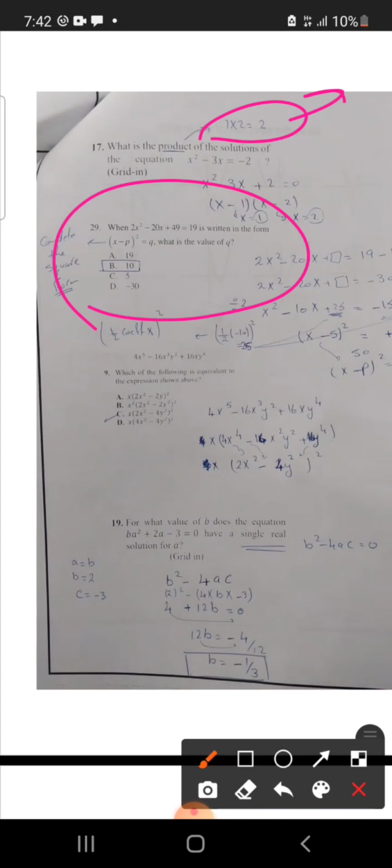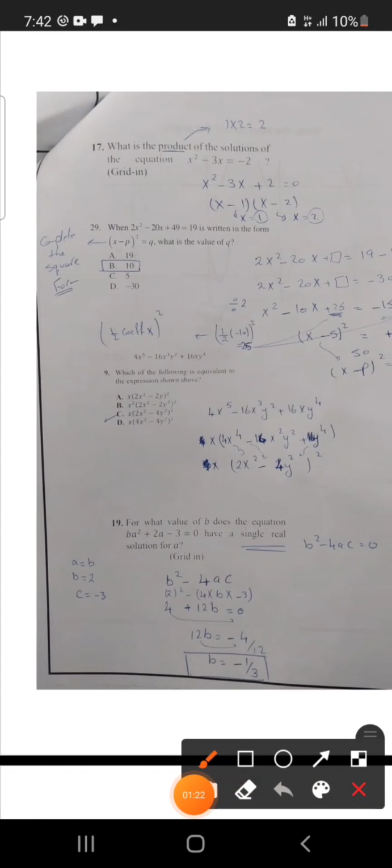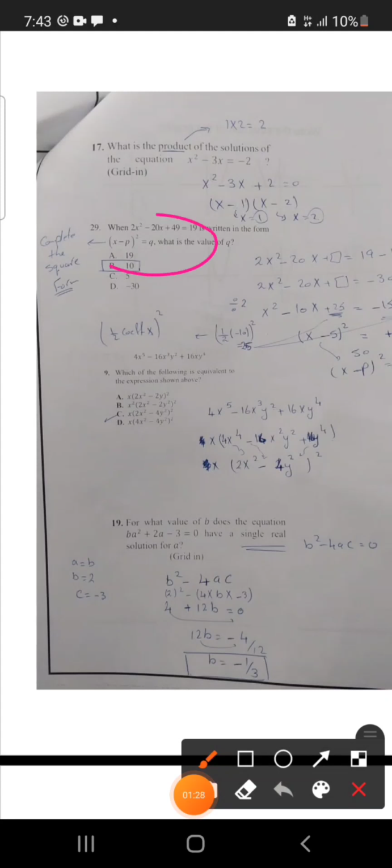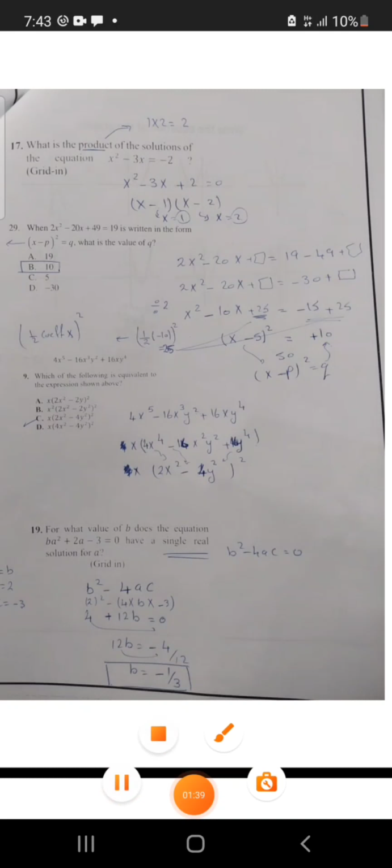Okay, here, what is this? When this equation is written in this form, what is this form? This form is complete the square, right? I have a bracket all squared equals something, so it's called the complete the square method. So I wanted to solve this equation by complete the square. How can I do it?